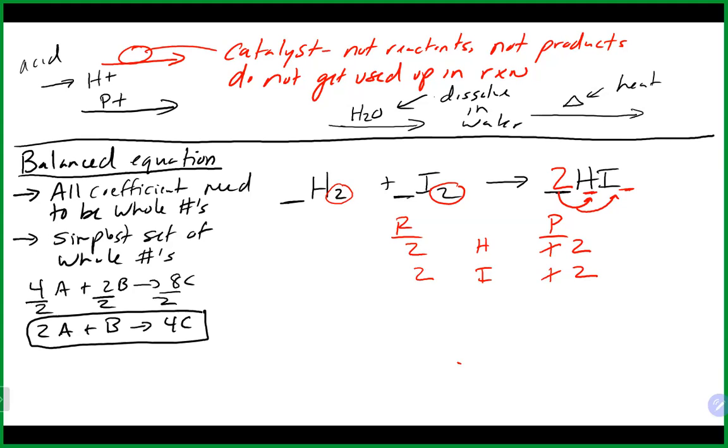So the only thing that we should ever change when we're balancing an equation is the big numbers that come in front. We never should change any of the small numbers because that changes what it is. We should never put big numbers in between letters or anything like that, but always just the numbers in front. Any questions on that there? So why don't you try one here?